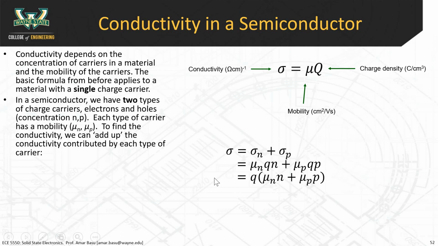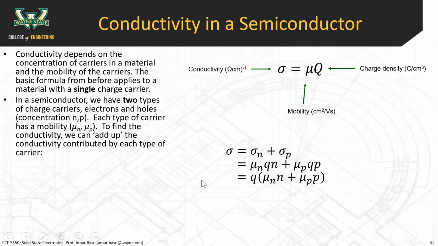And if you just take the fact that q is the same here, you can take that q out, and you're looking at q times mu n times n plus mu p times p. In an n-type semiconductor, which of these terms is going to be more dominant? Mu n, correct. So in an n-type semiconductor, the n is very large. There's a lot of electrons in the conduction band, but the p is very small. There's very few holes in the valence band.